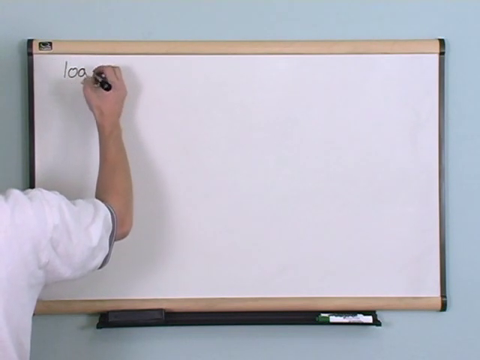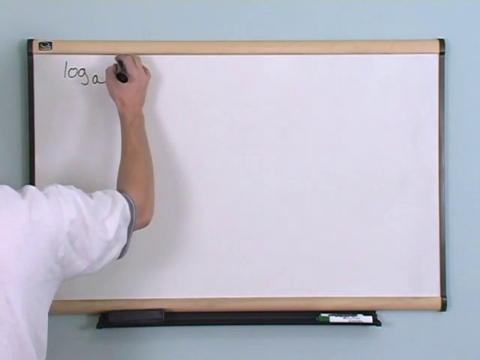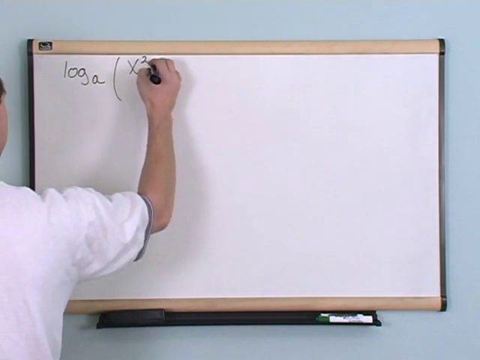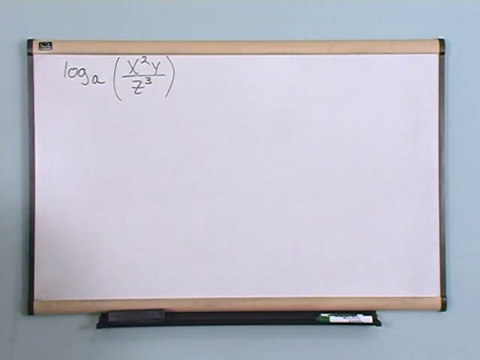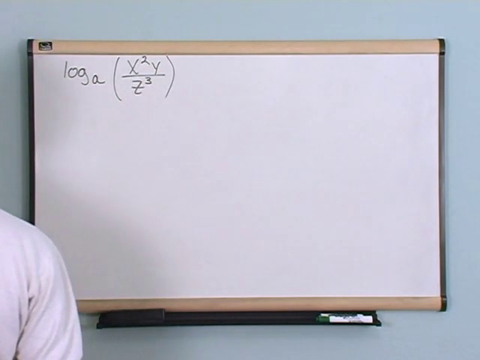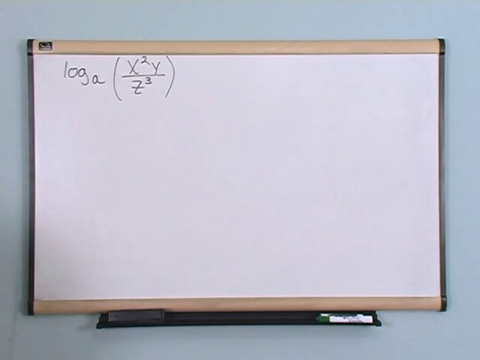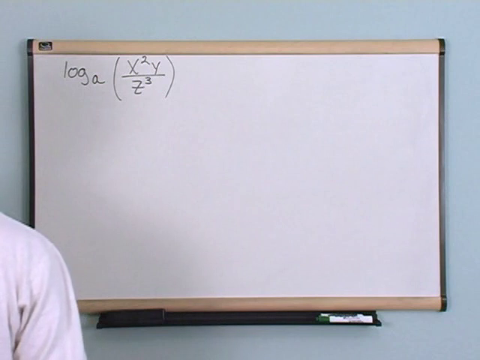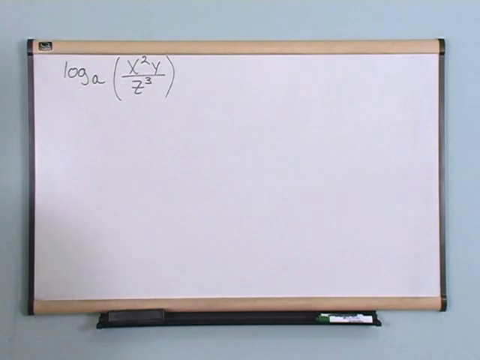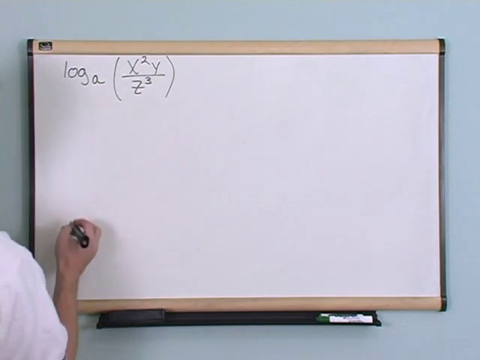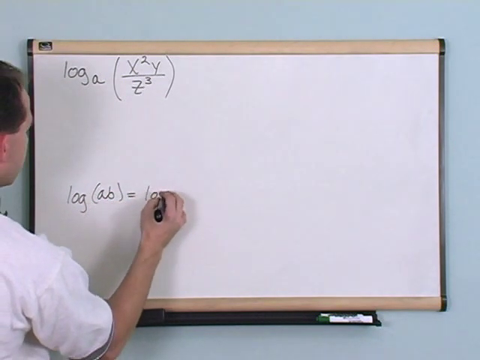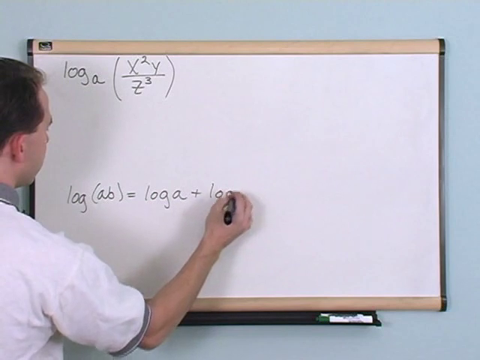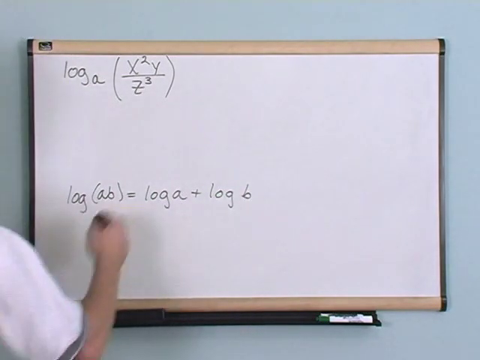Log base a of quantity x squared y over z cubed, okay? And I want to say that I'm going to simplify this expression. That's what we're going to try to do now. We're going to try to simplify this expression fully. Well, if you remember back from our identities, we had log of a times b is log a plus log b, basically. So that's what I'm going to do here.